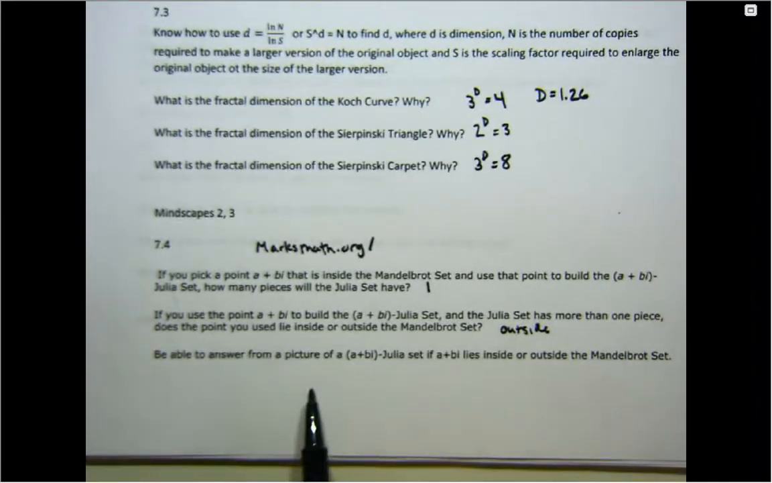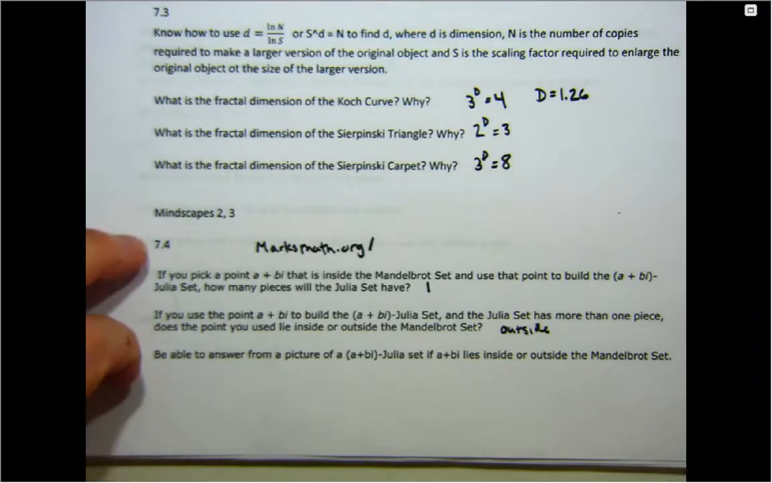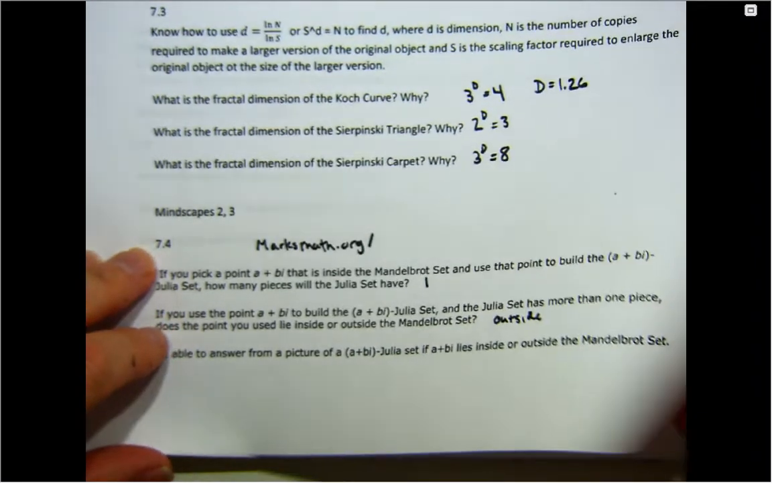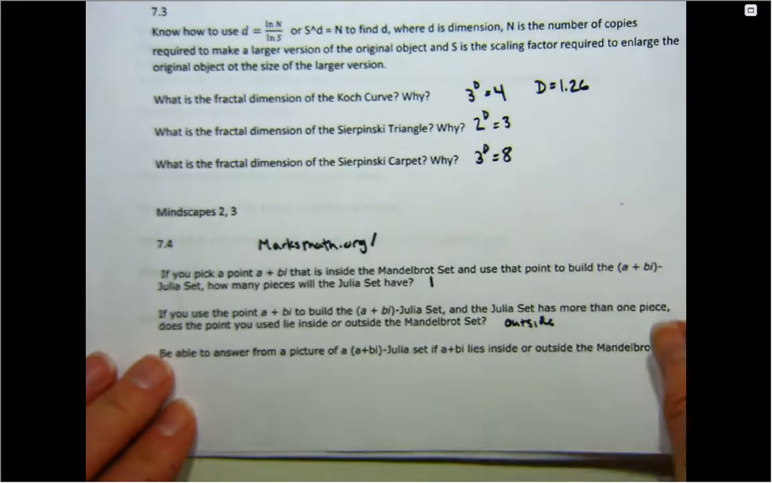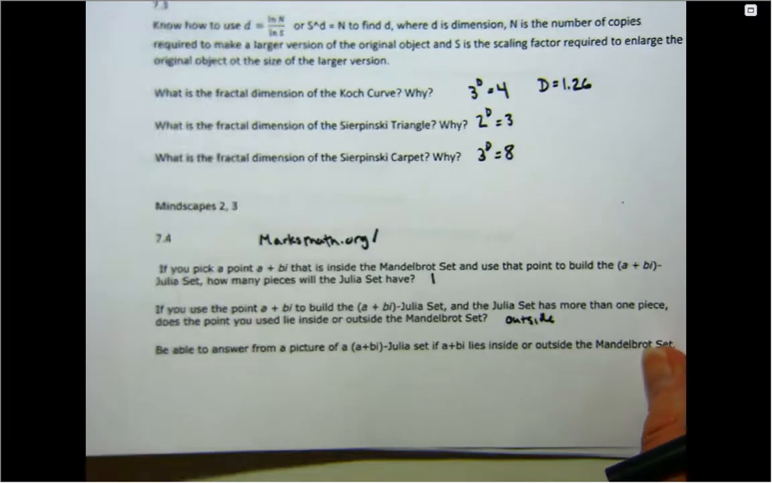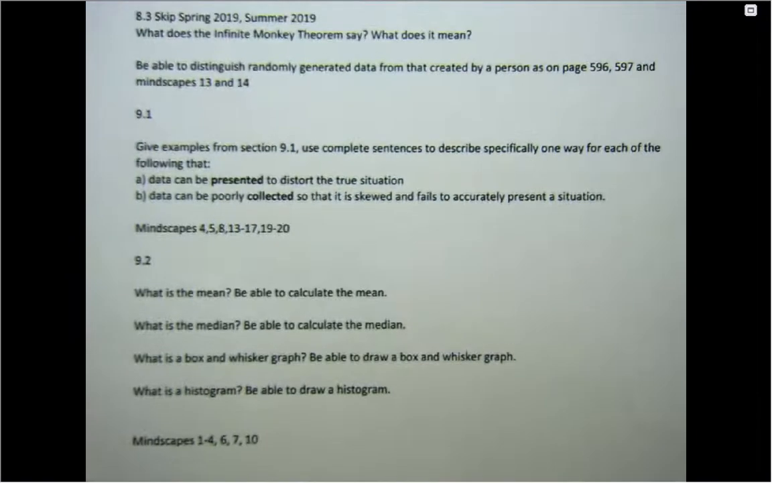And so if you have a picture of a Julia set, as you saw a few on the screen just now, you should be able to tell if the associated point with that Julia set is in the Mandelbrot set or not, based on whether it's one connected shape or a bunch of scattered shapes. Anybody have any questions? So the Mandelbrot set is made from all the points that make connected Julia sets.